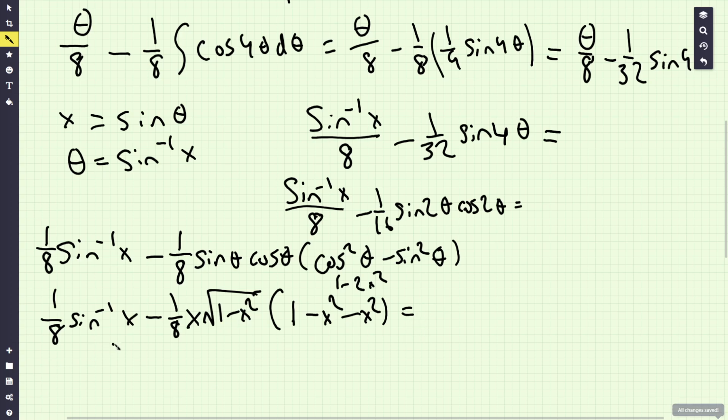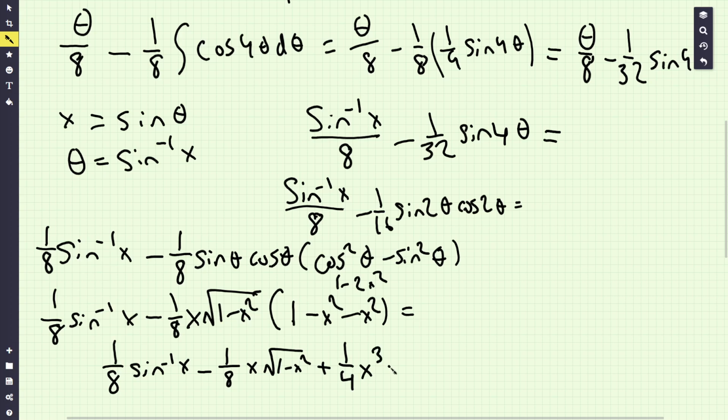So now we can write our final solution. We have 1 over 8 inverse sine of x minus 1 times 1 over 8 x square root of 1 minus x squared, and 1 minus 2x squared. Multiply those out. The negative will cancel, so it's just 1/4 x cubed times the square root of 1 minus x squared, and don't forget our plus C.